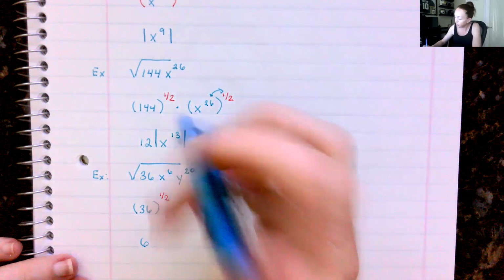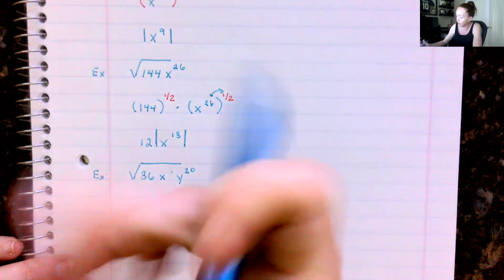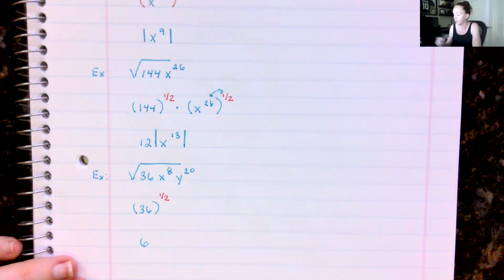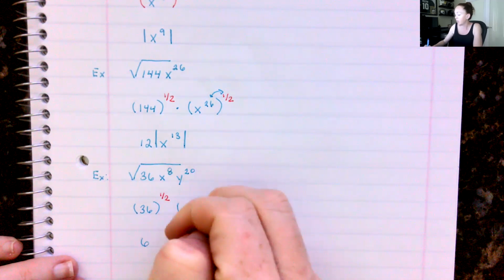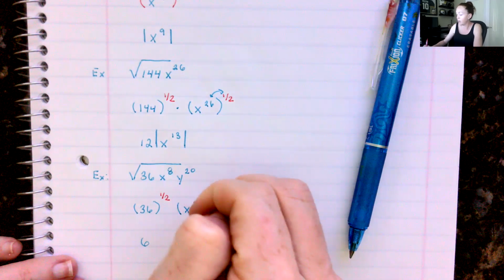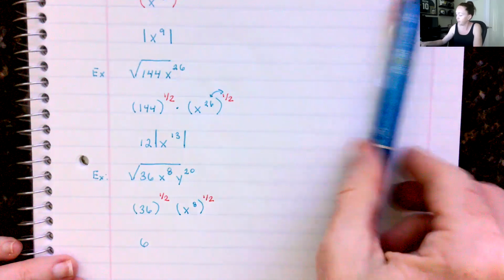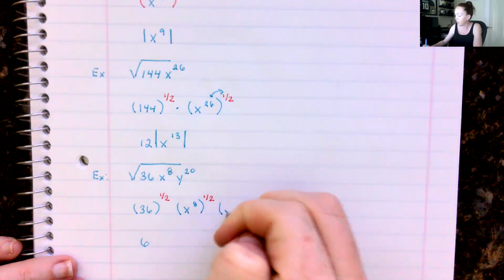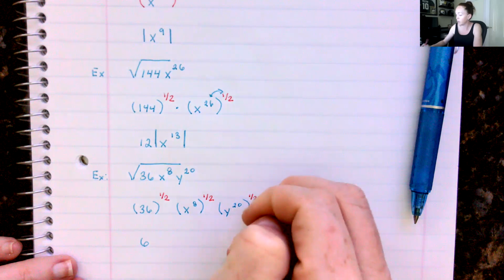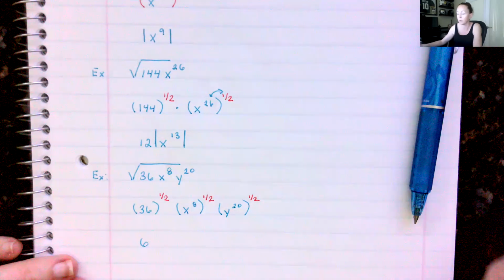Actually, let me change this to a power of 8. Hopefully you wrote in pencil and can erase that real quick. I apologize for that. All right, so x to the 8th needs to be to the 1/2 power. That represents the square root, right? And then y to the 20th also needs to be to the 1/2 power. So all those 1/2 powers represent square roots.